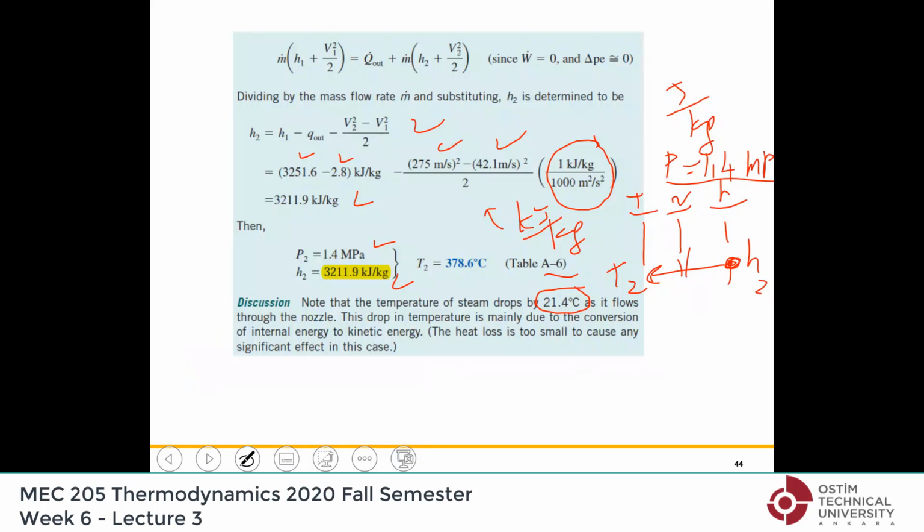So here, as you see, we have enthalpy dropping. Heat is lost. There is some heat loss there, but not much. But the drop in enthalpy is mostly balanced by the increase in kinetic energy. The velocity goes from 42 to 275 meters per second. Okay, any question on this example?